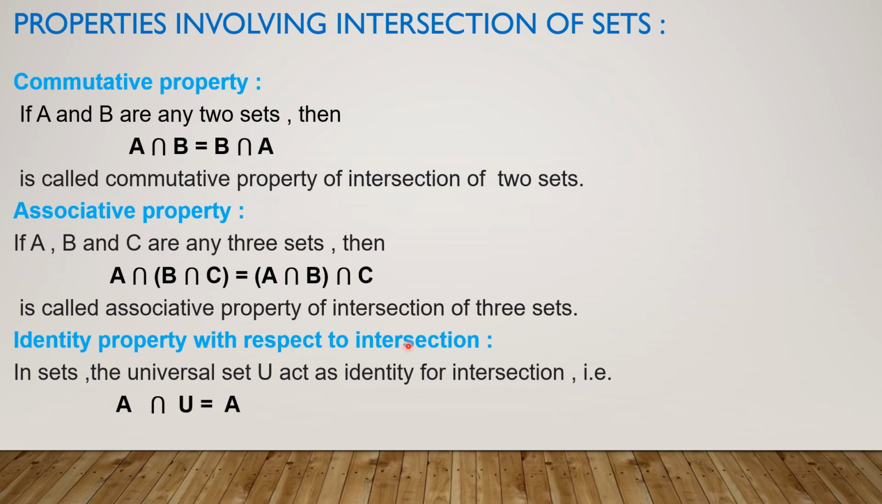Identity property with respect to intersection. In sets, the universal set U acts as identity property of intersection, that is A intersection U is equal to A. When we take intersection of A with universal set U, the answer will be the same set A.